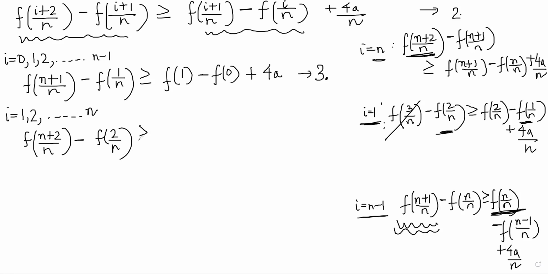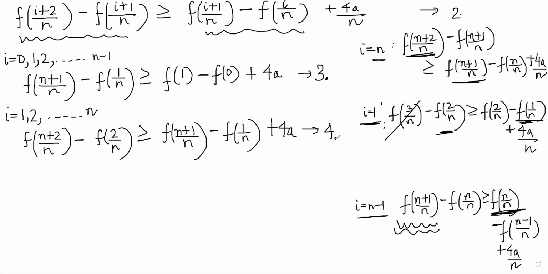Minus f of 2/n is greater than or equal to, on the other side, the first term would be f of (n+1)/n, and the last term will be minus f of 1/n, plus 4a. So this becomes our fourth result, right? Now what I want you to think about: I have gotten two different inequalities when I took i from 0 to n minus 1 and then from 1 to n. I want to keep doing this because I still have a telescoping nature here, right?